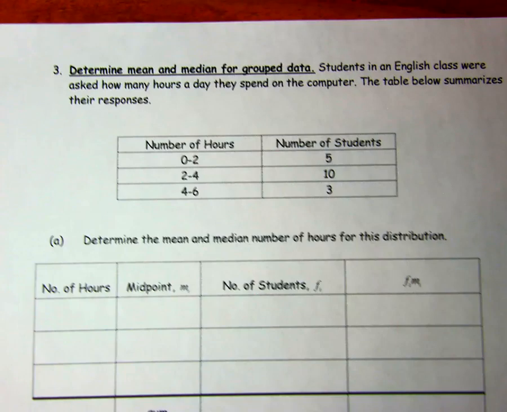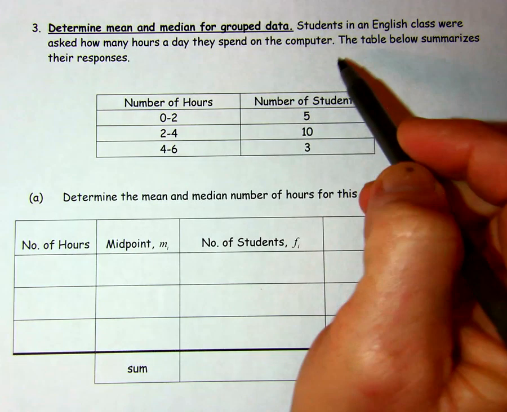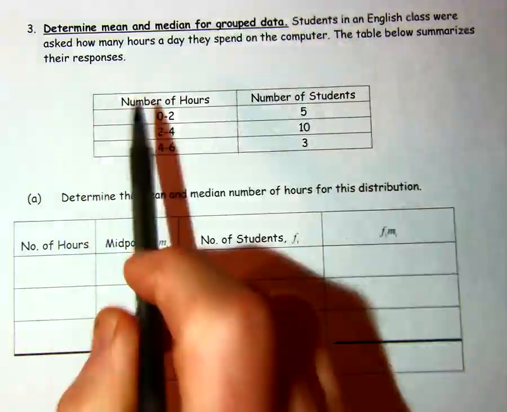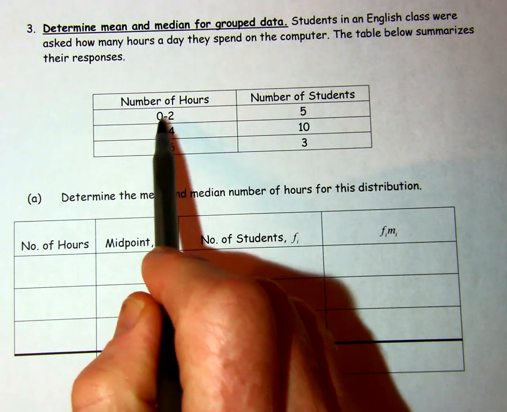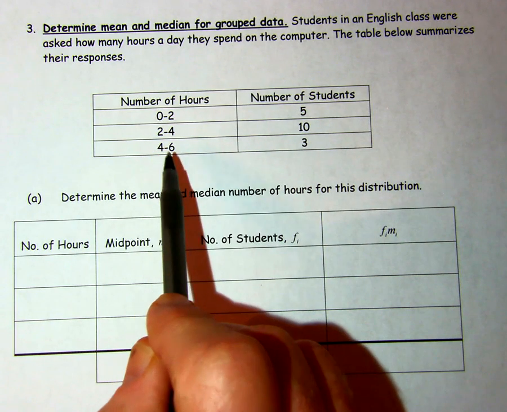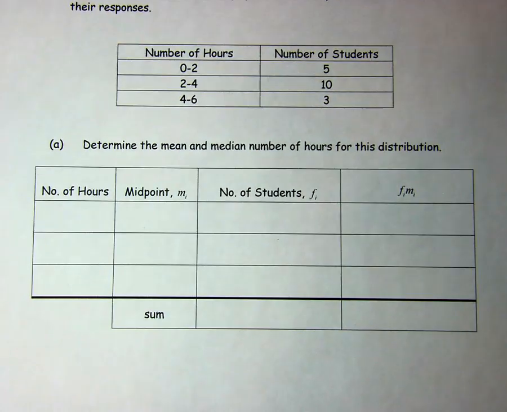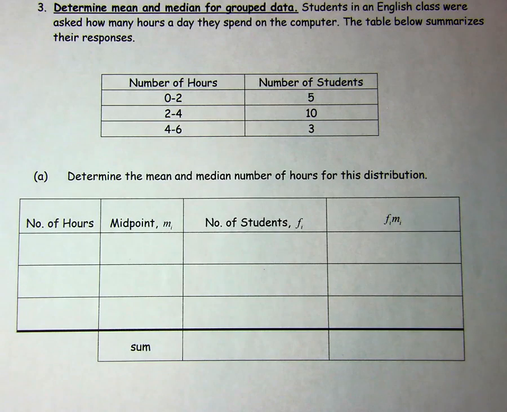Okay. So let's determine the mean and median for grouped data. This is a very small data set. There's only 3 groupings. Students in an English class were asked how many hours a day they spend on the computer. The table below summarizes their responses. So you have grouped data. In the 0 to 2 hours group, there's 5 students. 2 to 4 hours on the computer, 10 students. 4 to 6 hours, 3 students. That's a lot of time on a computer, but I guess maybe in a pandemic that's true. You guys probably spend a lot of time on a computer now.